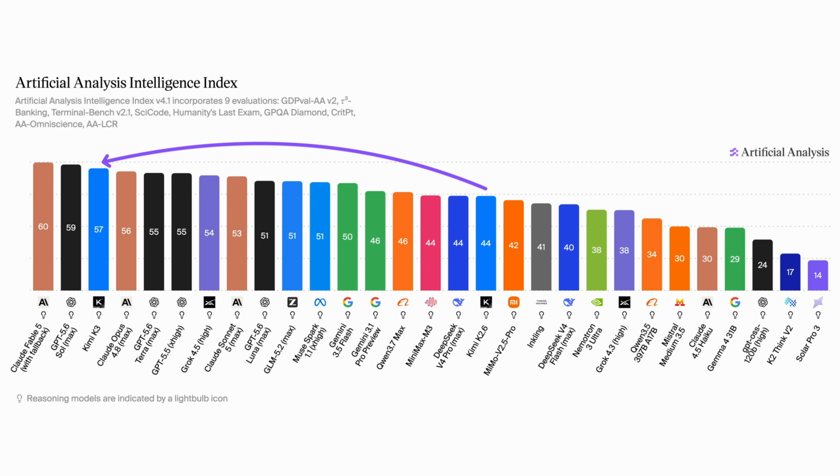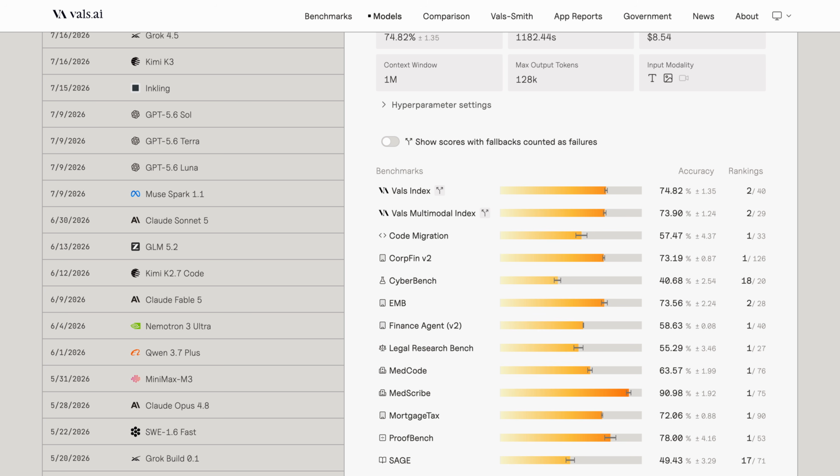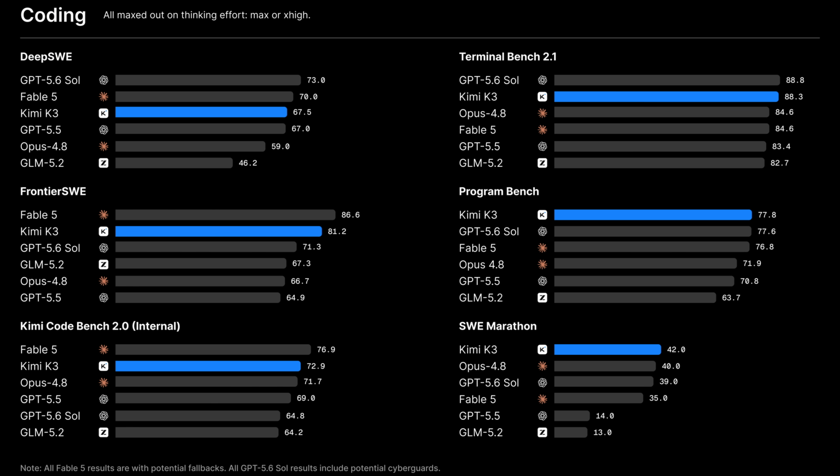But the benchmarks are what really got people riled up. K3 comes in at number 2 overall in Val's AI Index and number 3 on Artificial Analysis. That puts it just behind the top closed frontier models, all while costing a fraction as much per task. It also took the number 1 spot on Front End Code Arena. An open source model like this has never been this close to the front of the pack.